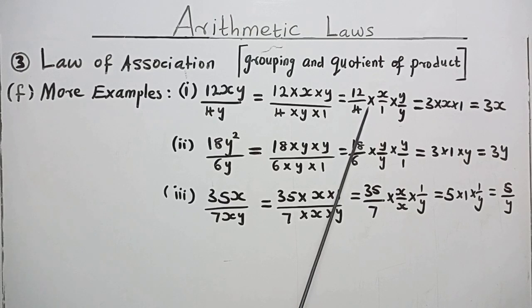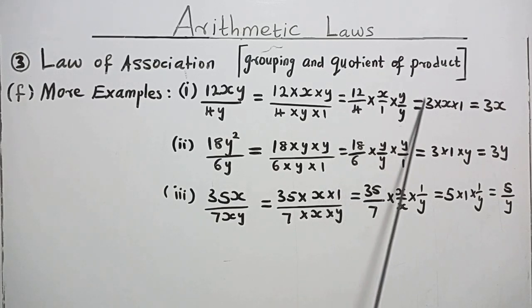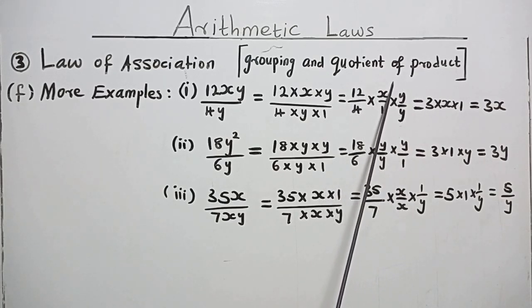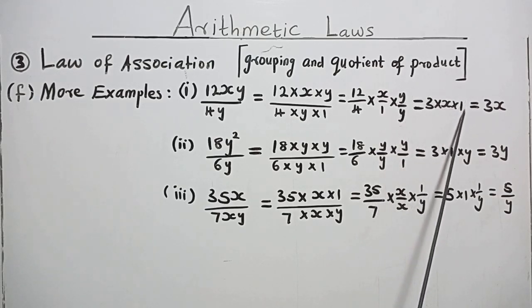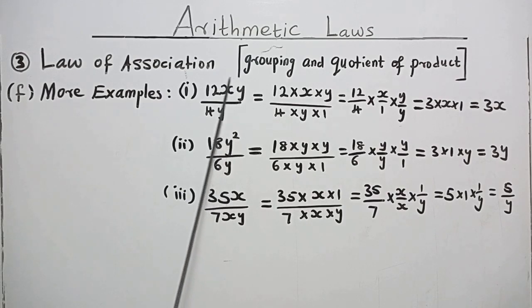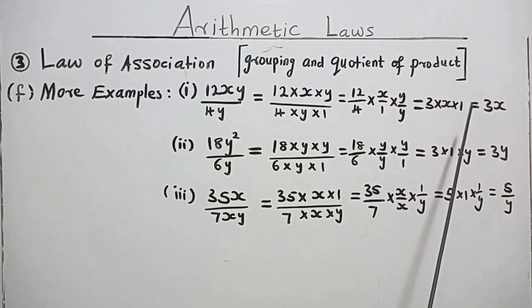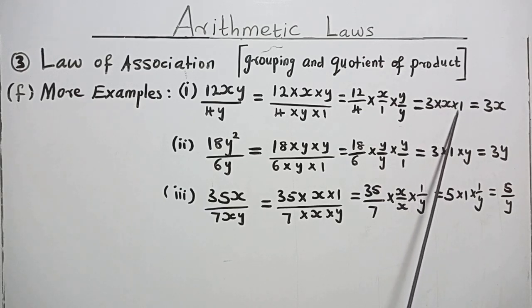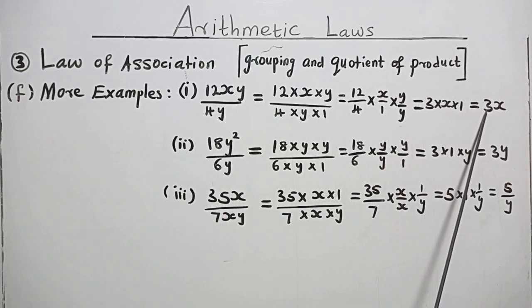I hope what is happening here is clear to you. All right. Now let's see the result of each division. When 4 divides 12, we have this 3. When 1 divides this x, we have this x. When y divides this y, we have this 1. Therefore, this number operation has produced 3 times x times 1. 3 times x times 1 is equal to 3x. It therefore means that the answer to this number operation is 3x. Was that clear enough to you?